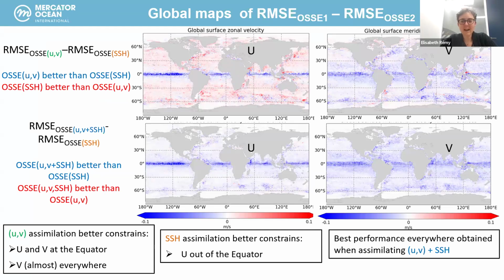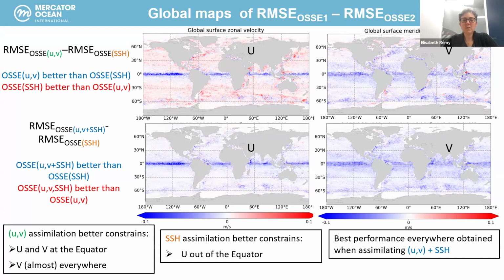So we compare how well the estimates from those different OSSEs performed compared to the nature run. We look at how the errors are smaller or bigger depending on which OSSE we look at. In the first row, we compared the case with only velocities assimilated and only SSH. So in blue, when the velocities perform better, and then in red, it's the opposite.